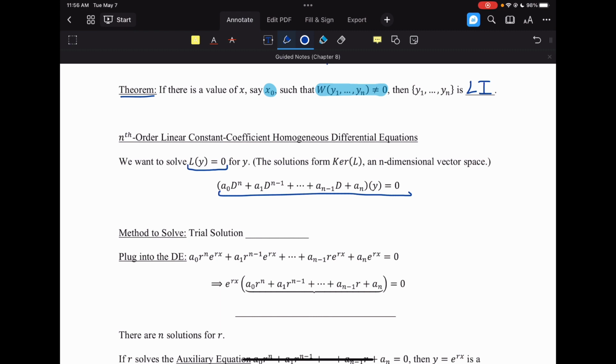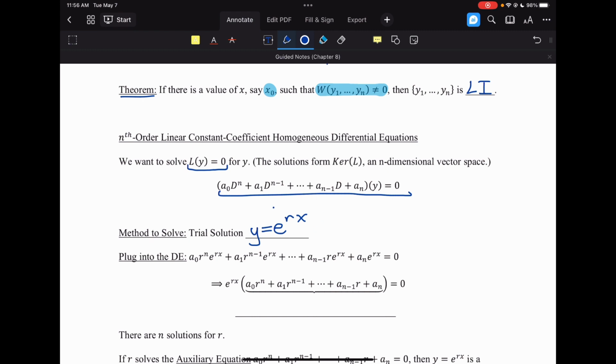Since we're dealing with constant coefficients, we actually can benefit from past work of people who have already found solutions to these problems. So we're kind of riding their coattails, so to speak. We develop a trial solution that is y equals e to the rx. This is going to form the foundation of our solutions to this type of differential equation.